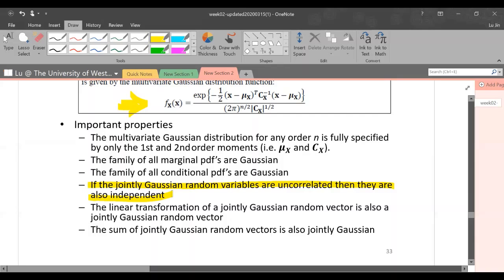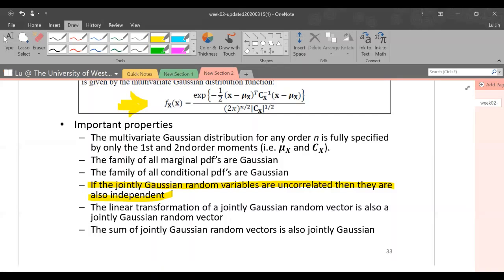Next one, the linear transformation of a jointly Gaussian random vector is also a jointly Gaussian random vector. This linear transformation means using a linear matrix to convert this vector. We are going to have a look at this one in the next slide, but I just gave you the information here. So linear transformation of Gaussian is also Gaussian.